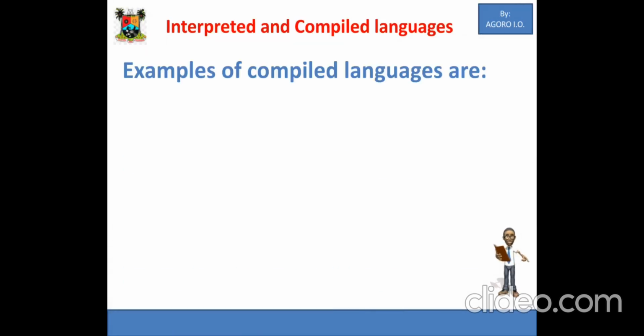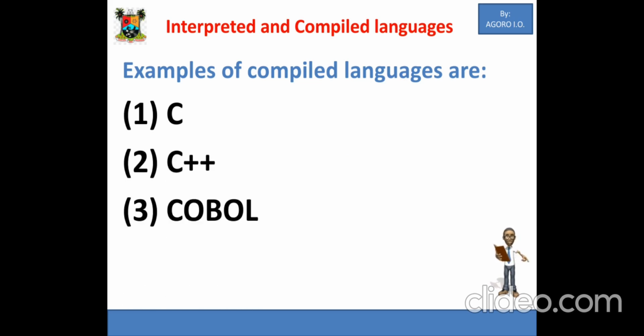Now let us look at examples of compiled languages. Examples of compiled languages are C, C++, COBOL, Fortran, and so on.